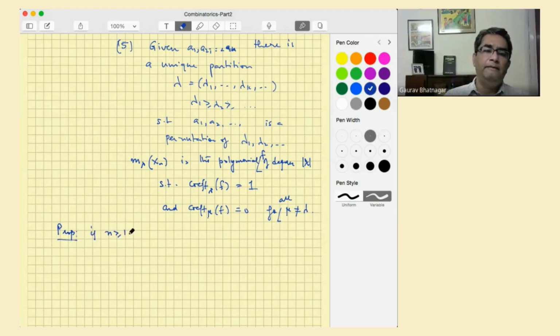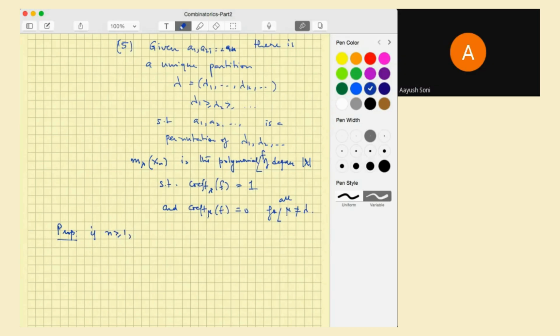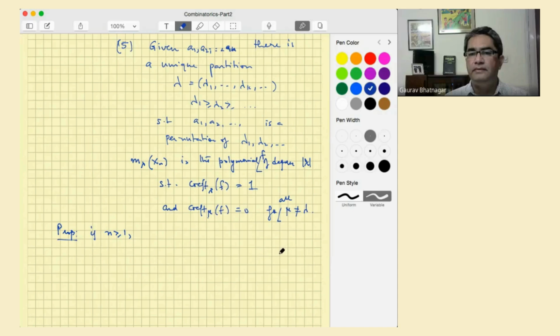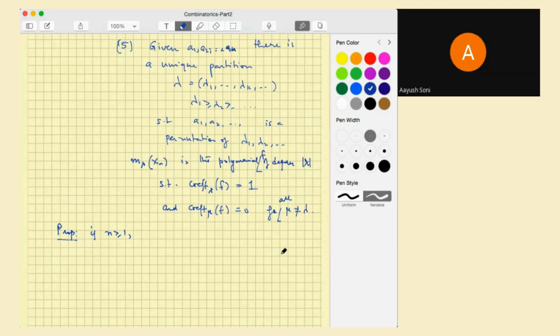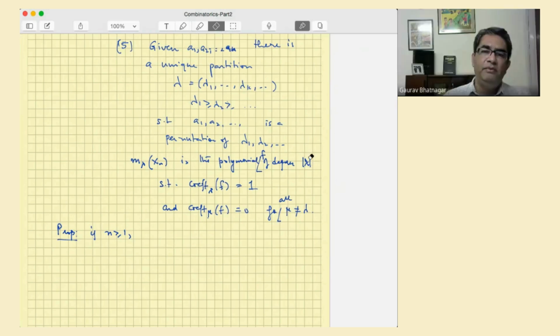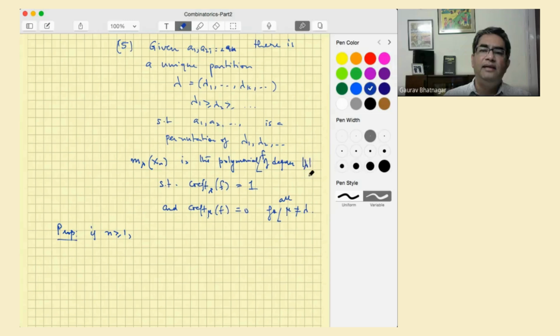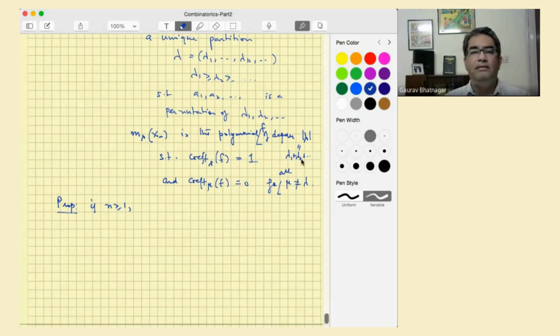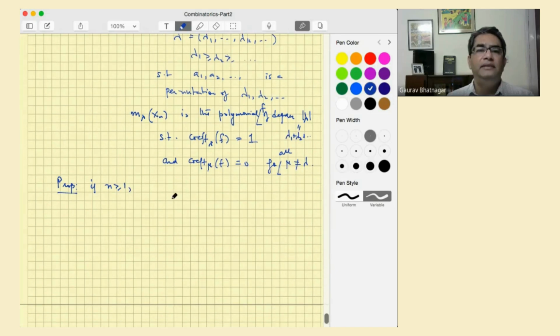Professor, we are considering the polynomial of degree mod lambda or mod x? It's lambda. So this is lambda 1 plus lambda 2 plus, the sum of the lambdas. So lambda is a partition of something. What is that something? And x is these variables. The capital X is the variables.